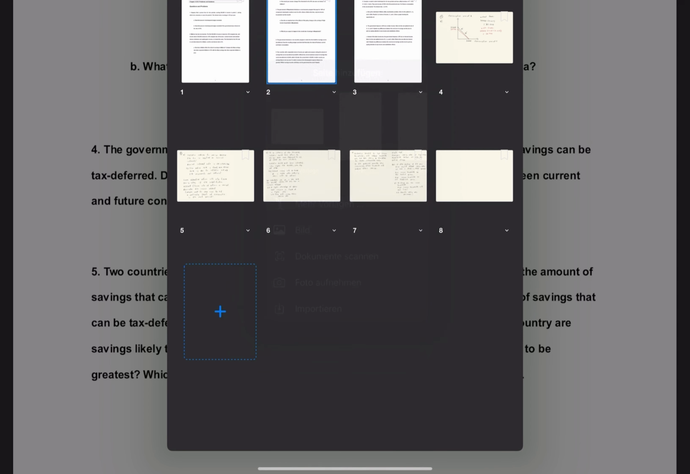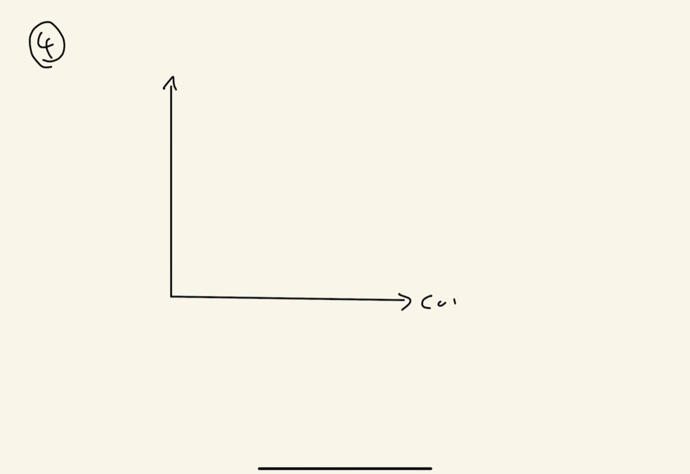So here we need to draw again. So this is question number 4. So we need a coordinate system where on the y-axis we have future consumption, and on the x-axis we have current consumption.